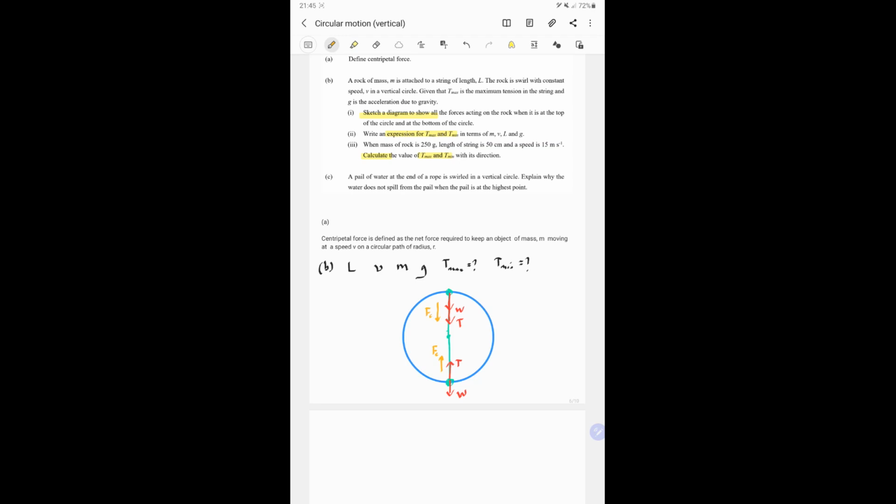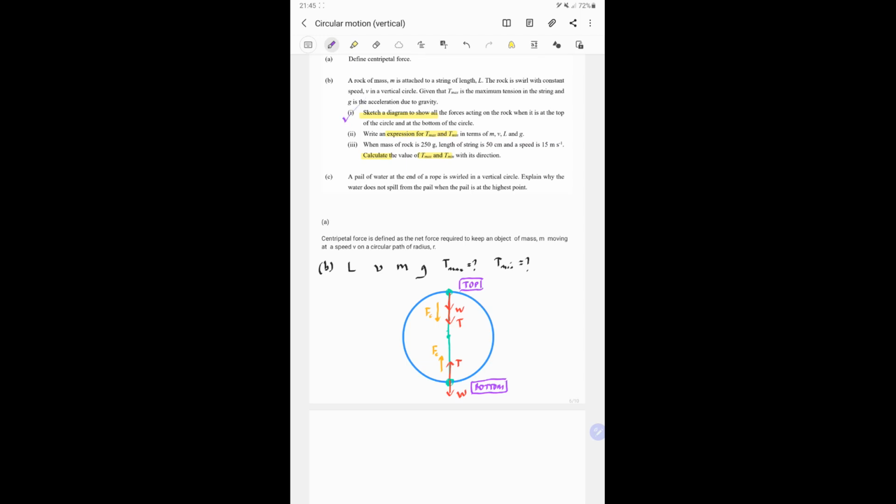Sketch the diagram to show all the forces acting on the rock when it is at the top of the circle and at the bottom of the circle. Alright, so at the top, I need to label it better, so we can see clearly which part the answer is for. So this is at the top, and this is at the bottom. Okay, B1 settled already.